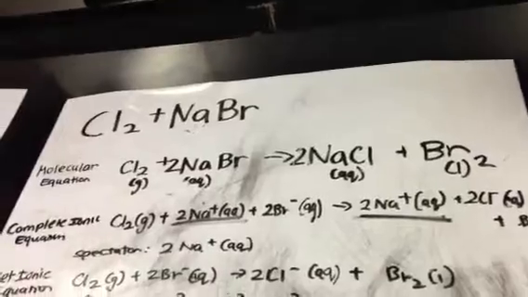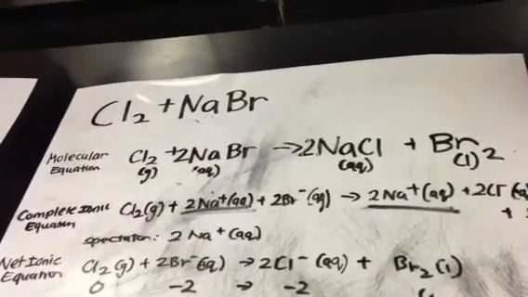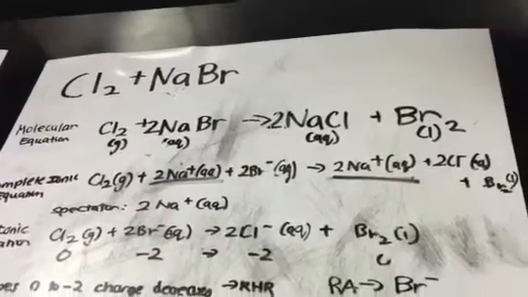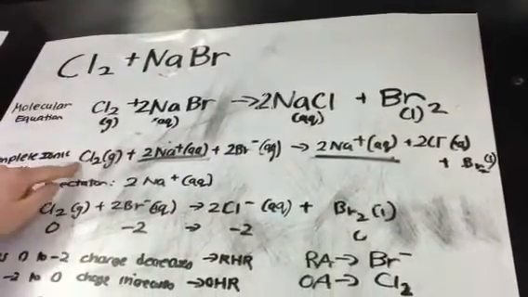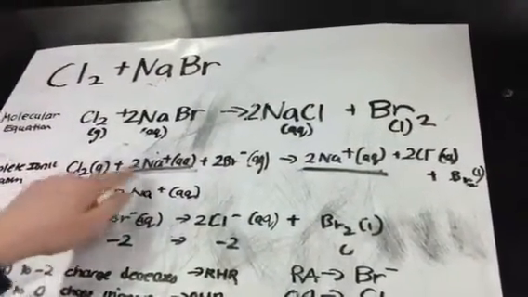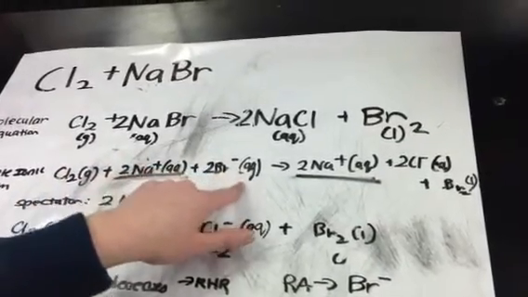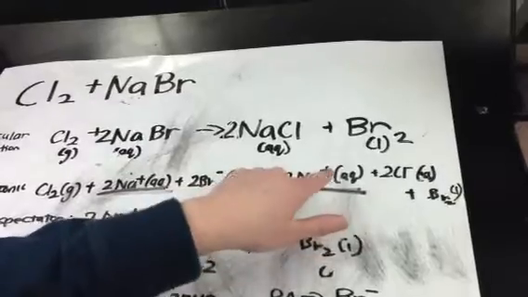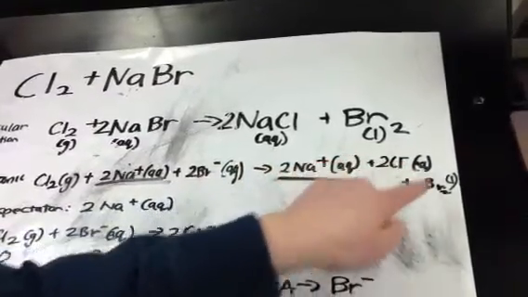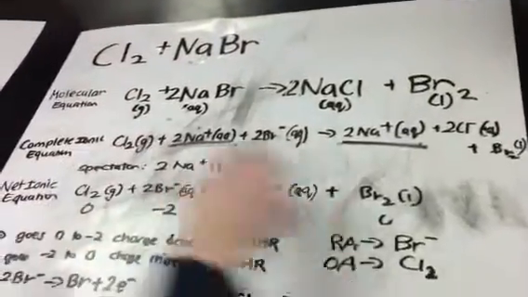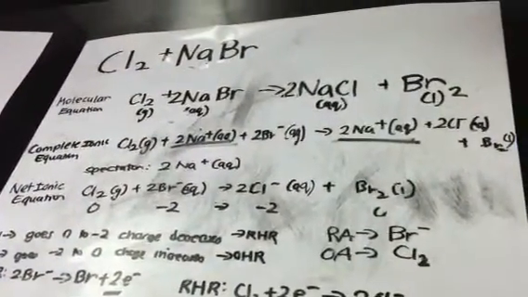To write the complete ionic equation, we're going to be separating the parts of the aqueous solutions. So we're going to write the charge. So we're going to have Cl2 gas plus 2 Na plus aqueous plus 2 Br minus aqueous yields 2 Na plus aqueous plus 2 Cl minus aqueous plus Br2 liquid. To find these charges, or to check them, we can always look back on our periodic table.